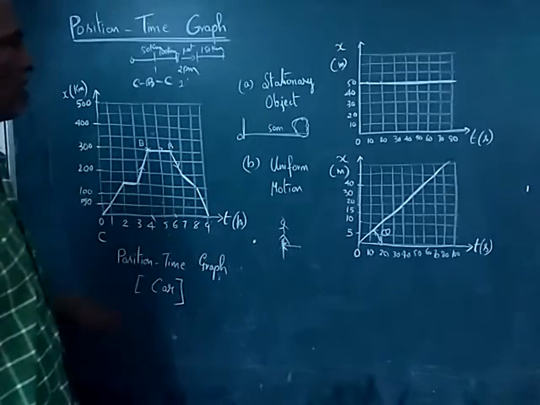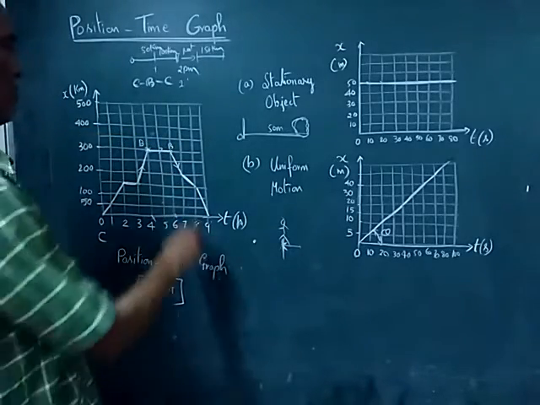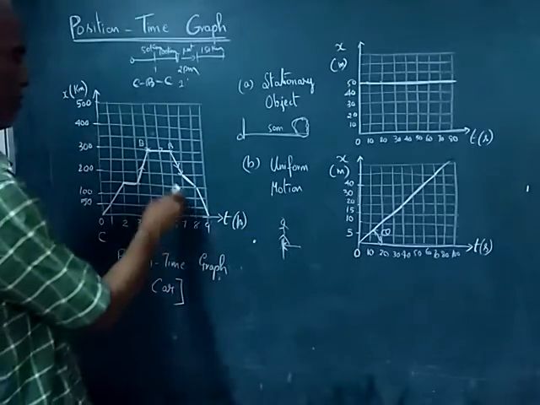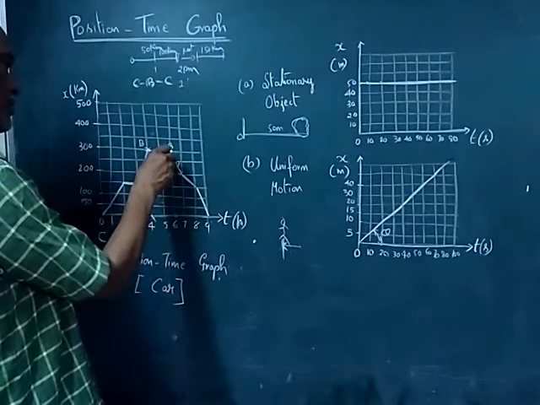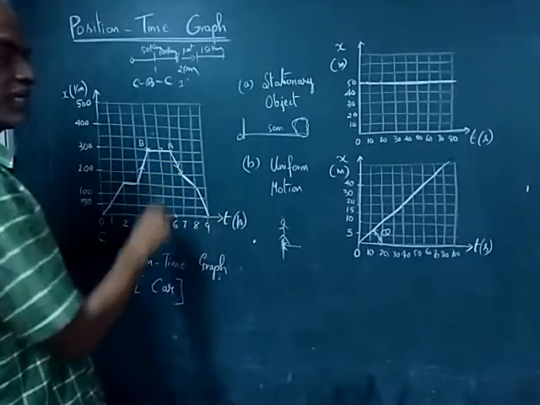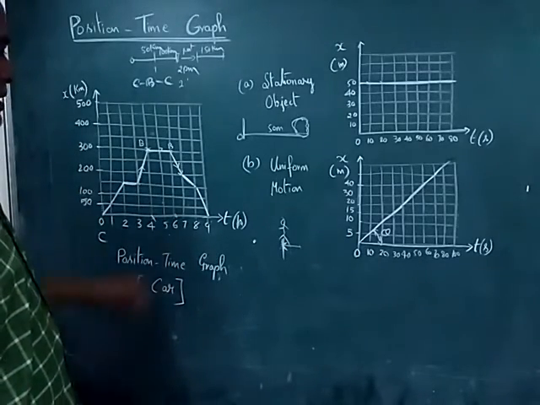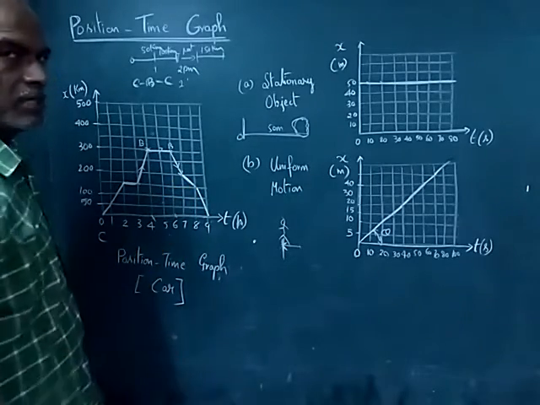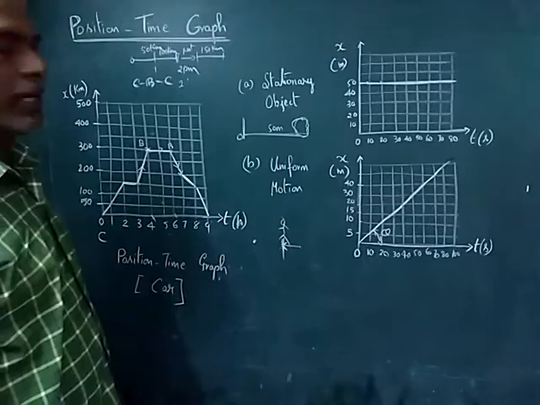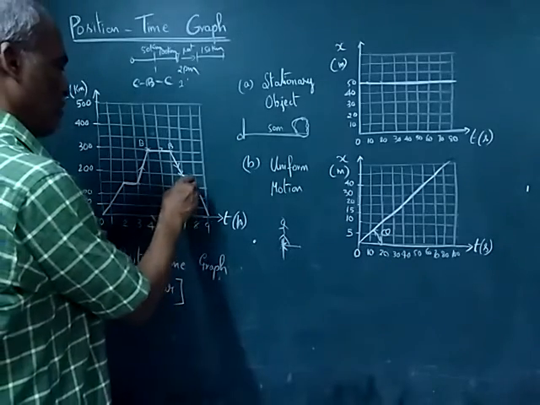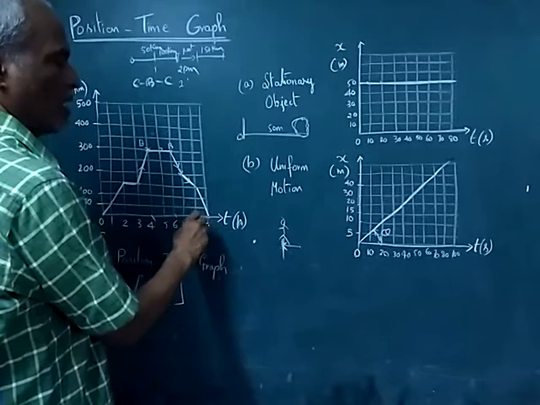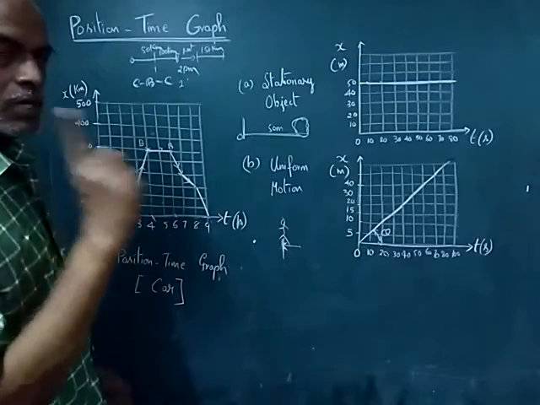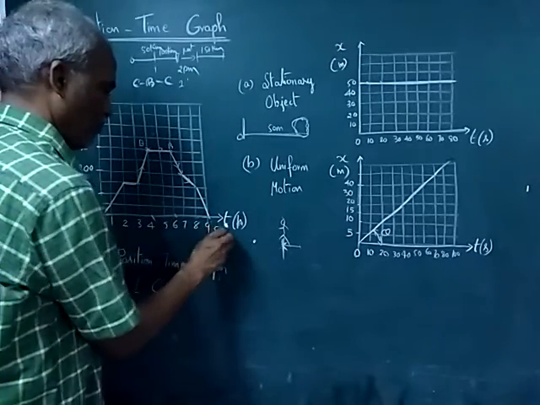After 6 p.m. he starts from Bangalore, and within 1 hour he covers a distance of 100 kilometers, because here it is 300 kilometers, here it is 200. That means he has covered a distance of 100 kilometers. Then for the next 1 hour he covers only 50 kilometers. That means he is driving his car very slowly. And in the next 1 hour he covers a distance of 150 kilometers and reaches Chennai.